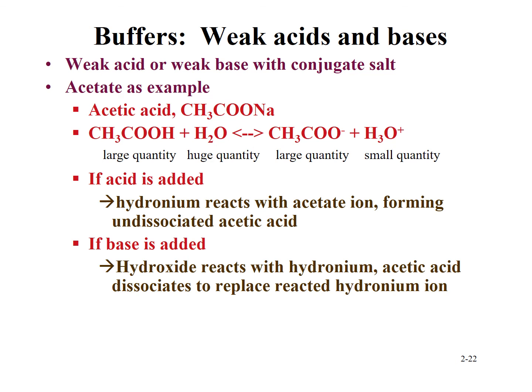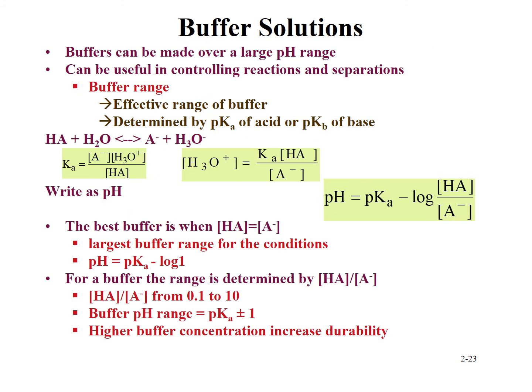If an acid is added, in this example with acetic acid and sodium acetate, hydronium reacts with the acetate ion, forming the undissociated acetic acid. And if base is added, the hydroxide reacts with the hydronium ion, and the acetic acid dissociates. Okay, so buffers can be made over a large pH range and can be useful in controlling reactions.